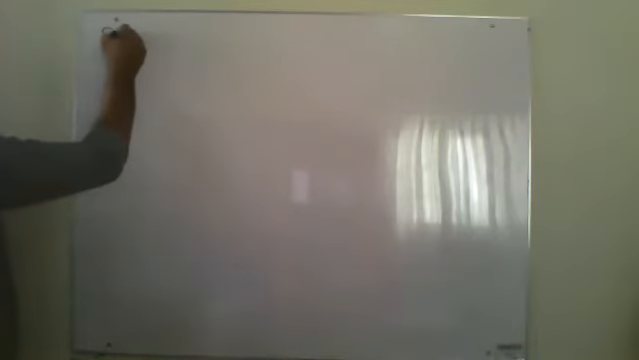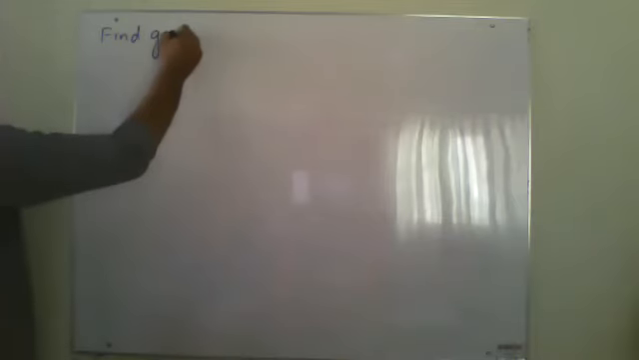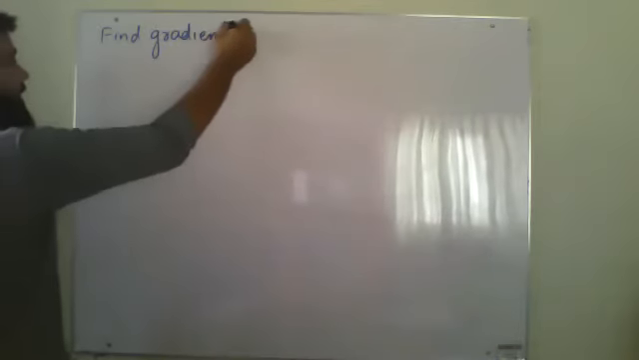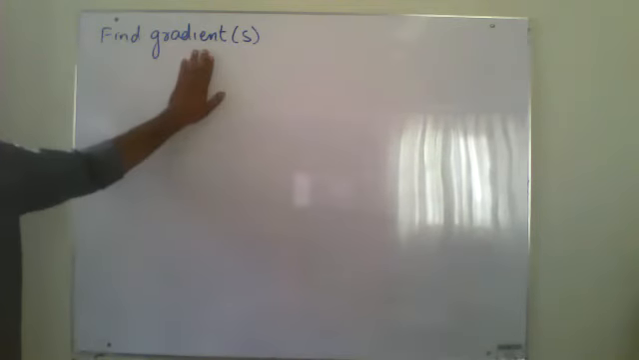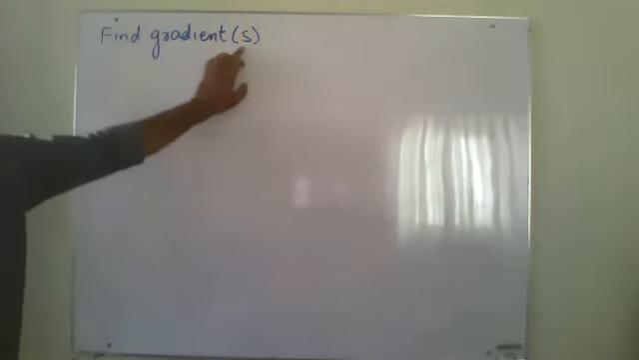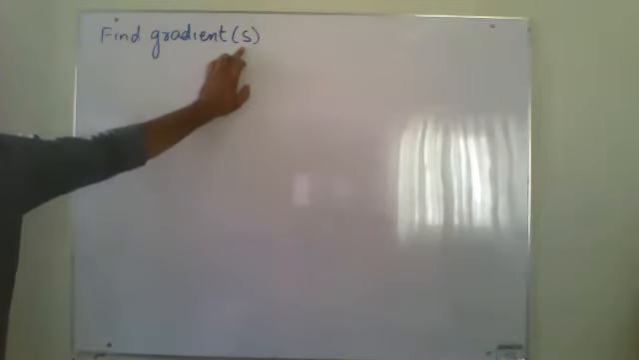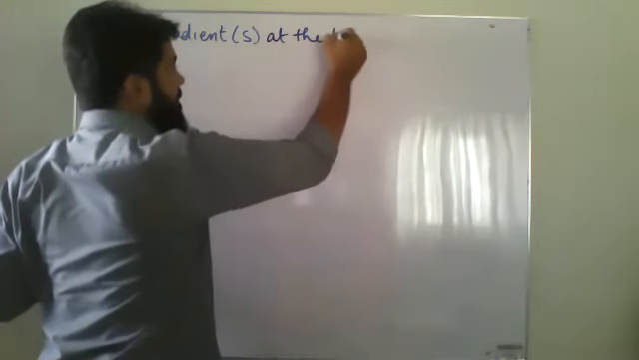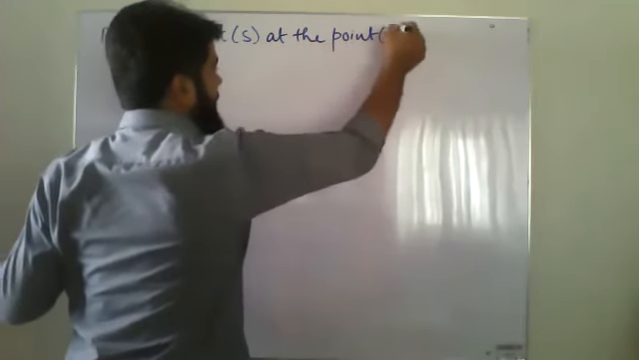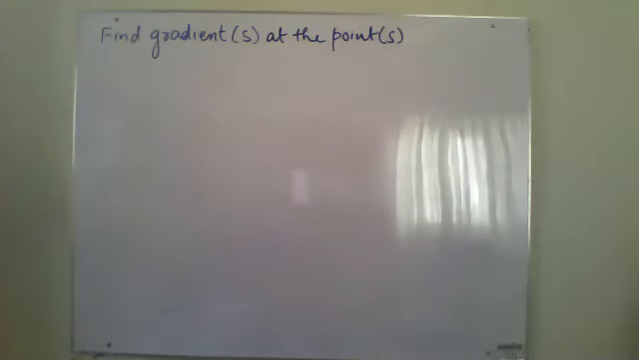Again, in question number 7, they are telling us to find gradient. Now over there in the bracket they have written this thing also. So either it will be a single gradient or it can be gradients, at the point. Again, S is there, so it can be a single point or it can be more than one point over there.